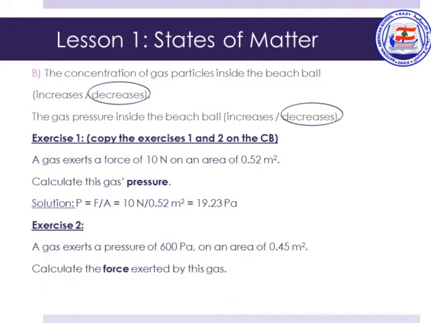Exercise 2. A gas exerts a pressure of 600 Pascal on an area of 0.45 square meter. Calculate the force exerted by this gas. Force is equal to pressure times area, equal to 600 Pascal times 0.45 square meter, equal to 217 newtons.